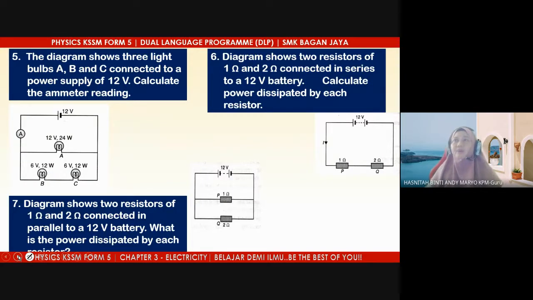Okay, we have more questions here. Number 5, number 6, and number 7. Ada yang sudah tired ke kira-kira? Are you still doing good there? Okay, boleh lagi. Okay, very good.